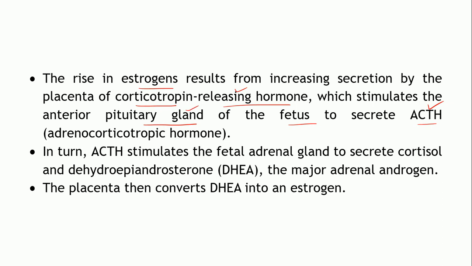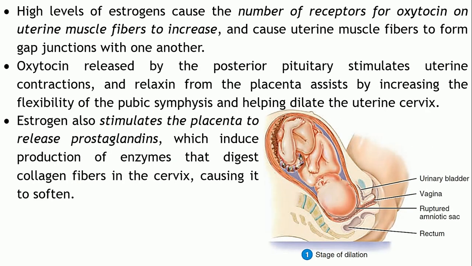We are all aware that ACTH stimulates the adrenal gland to secrete more and more cortisol and dehydroepiandrosterone. These hormones released from the fetal adrenal glands are actually the source of the estrogen. This hormone, dehydroepiandrosterone, is converted into estrogen by the placenta. This is how the levels of estrogen are increased.